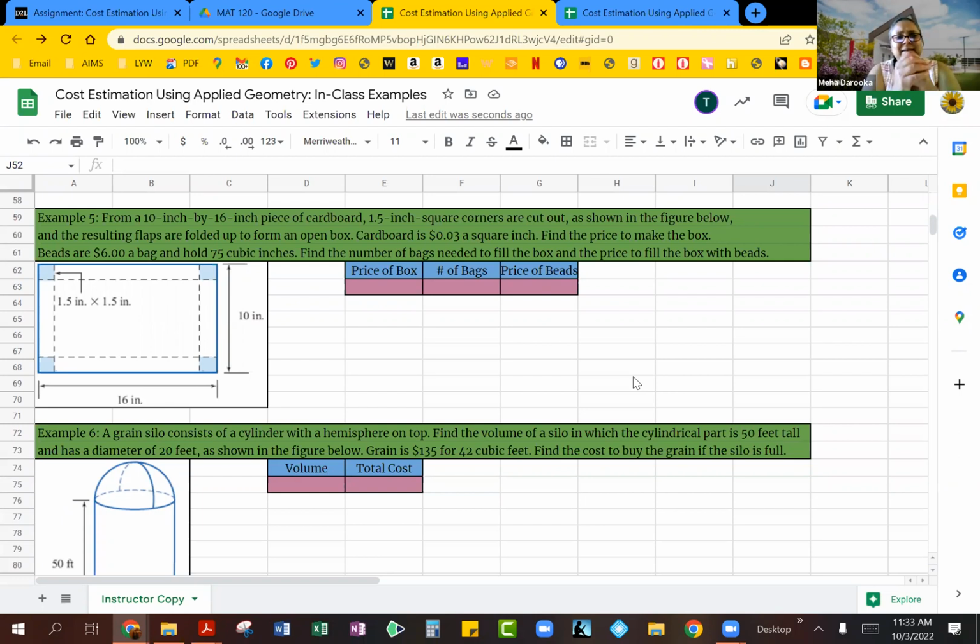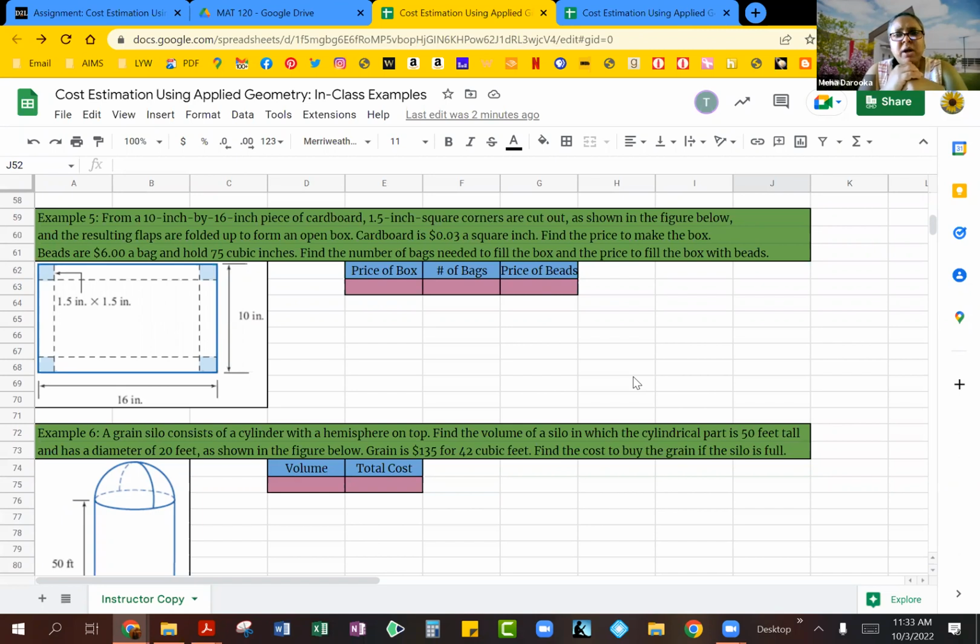So they're telling us we have these dimensions for our cardboard. We cut out, we get our little box out of it. Now they're telling us the cardboard is 3 cents a square inch. That's the price for the cardboard. So we need to find out what would be the price to make the box. Then they are saying we have beads that are $6 a bag and they hold 75 cubic inches. That's how much you're getting in each bag of beads. We need to know the number of bags that will be needed to fill the box, and then what would be the price to fill the box.